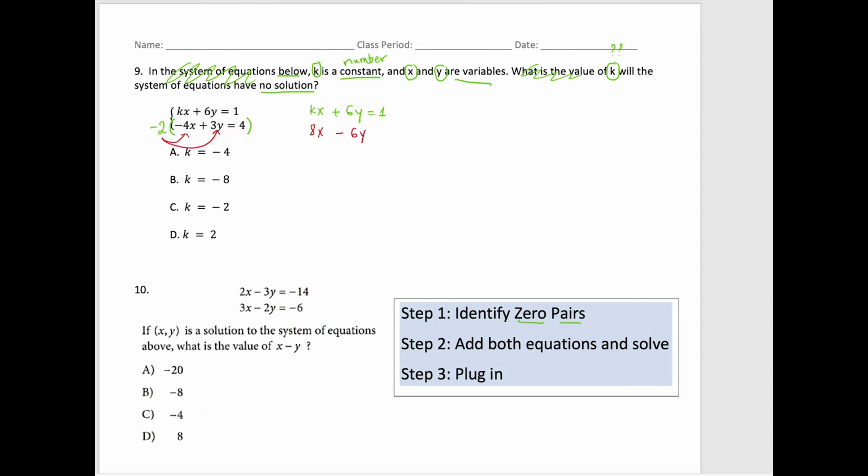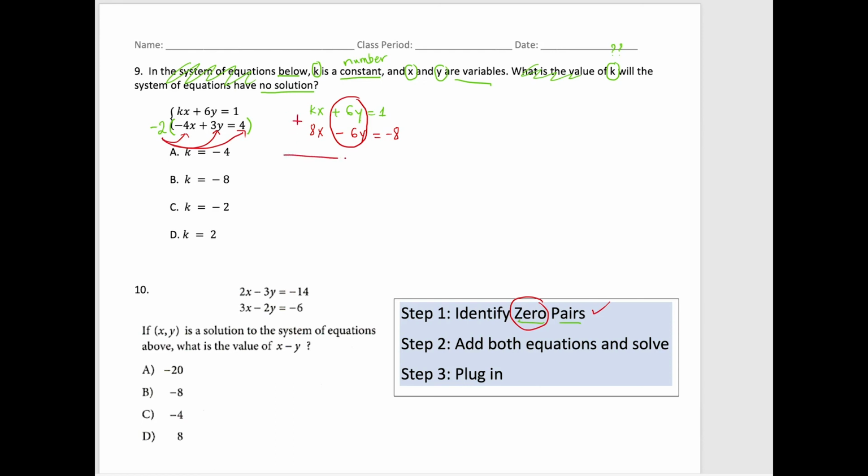Did you see something awesome right there? Here we go. -2 times 4 is going to give me -8. So I already see a zero pair. What's going to be in this case is y. I'm going to circle that. I love to circle them. Big O, 0. Done. Step 2, I'm going to add both equations.